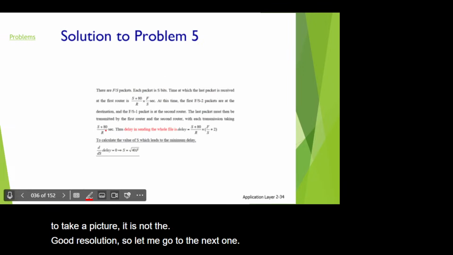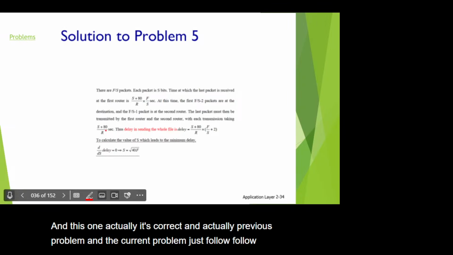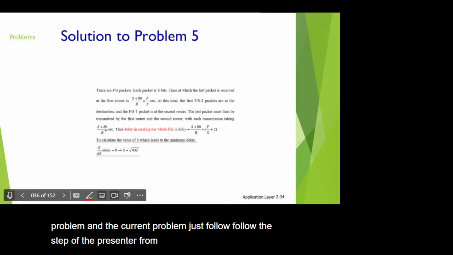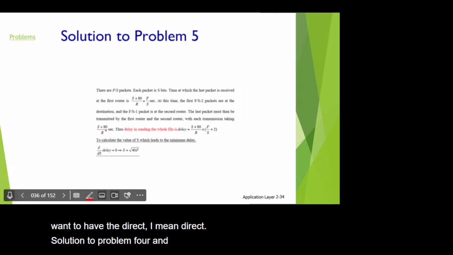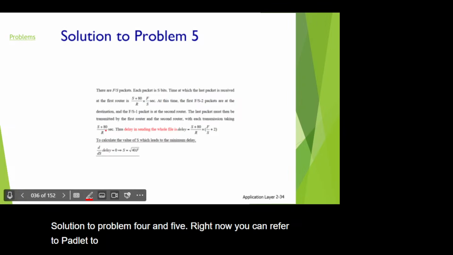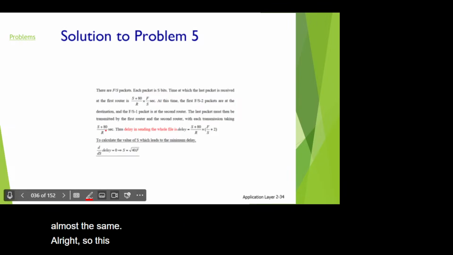And this one actually is correct. And actually, the previous problem and the current problem just follow the steps of the presenter from group 5 and 6. So if you want the direct solution to problem 4 and 5, right now you can refer to Padlet to check the answer from group 5 and 6, if indeed you want to check it immediately. I checked, it is almost the same. All right. So this is the activity 1.